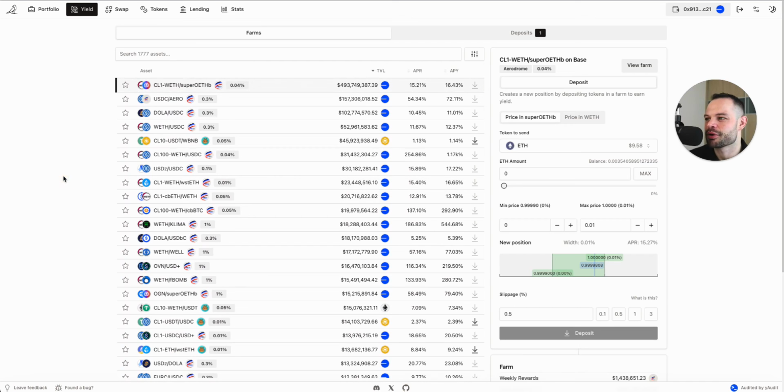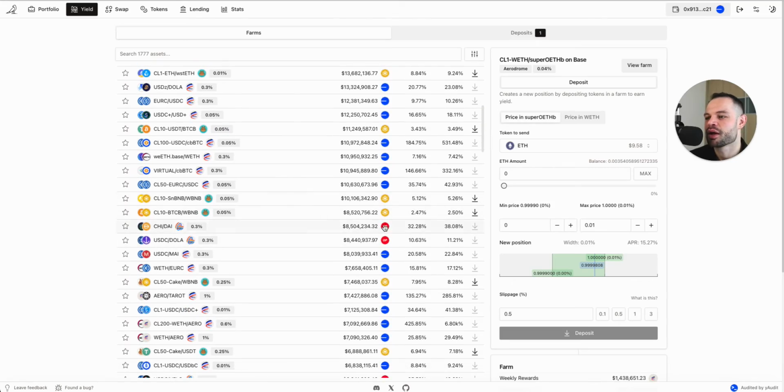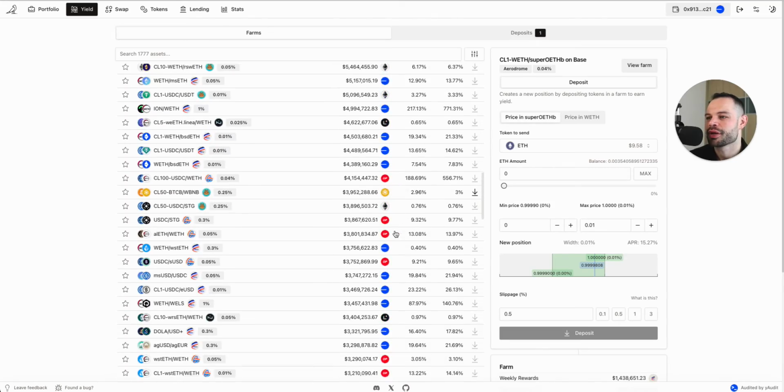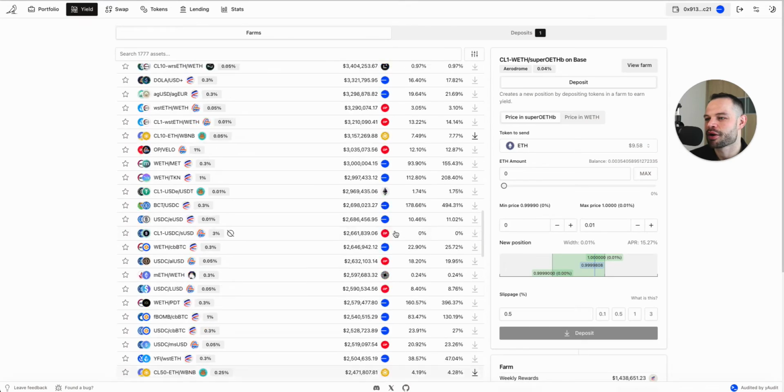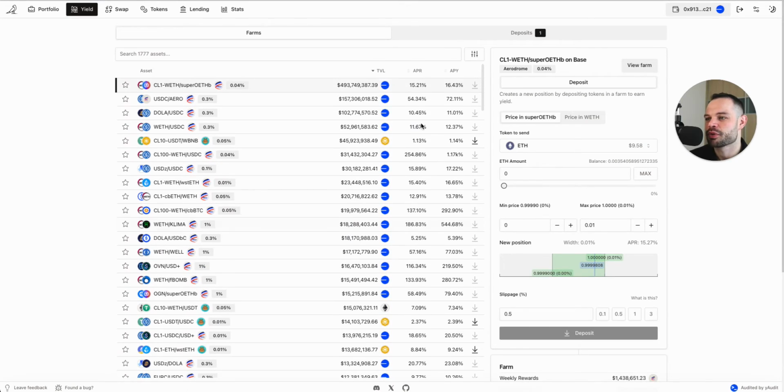The next thing you'll notice is the vast majority of these opportunities, at least the larger ones, are on the base network and operating on the Aerodrome decentralized exchange. There is obviously opportunities on the likes of the Binance Smart Chain for PancakeSwap, on Optimism for Velodrome, but you'll see that the vast majority here, in particular the large ones, are on the base network and are on the Aerodrome DEX. So let's take a look at a couple of examples of what's going on here.